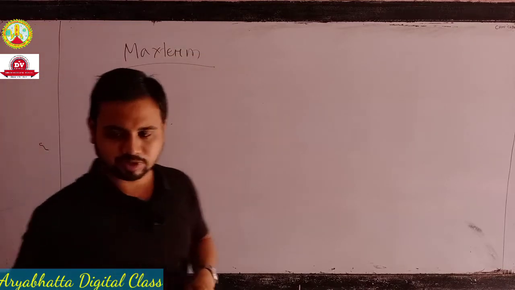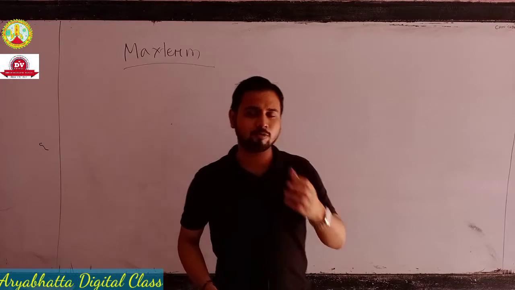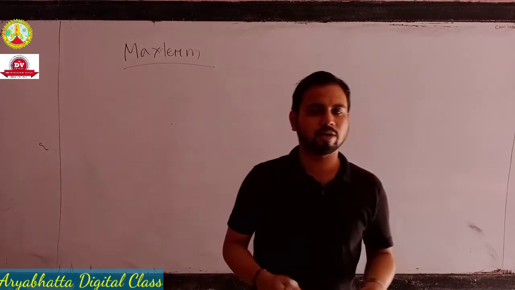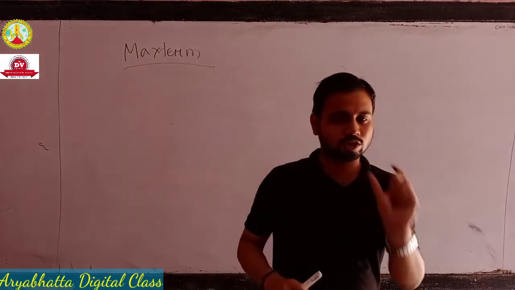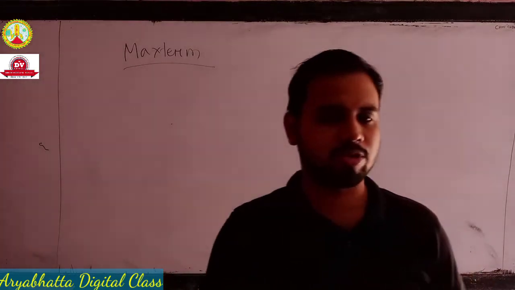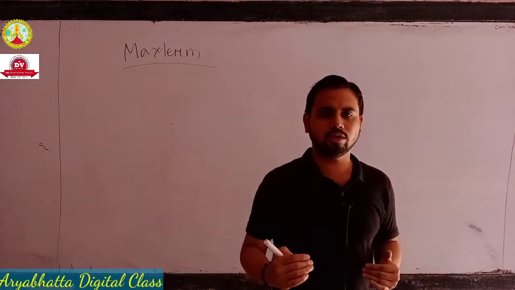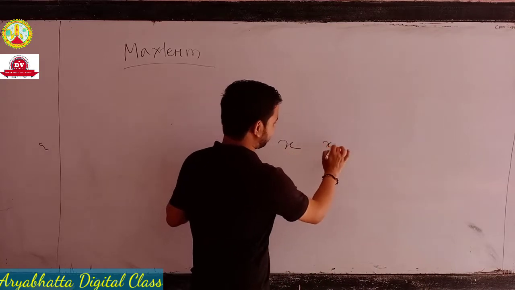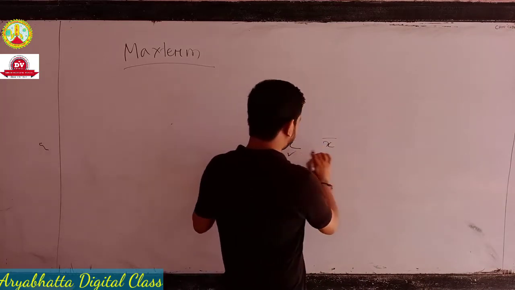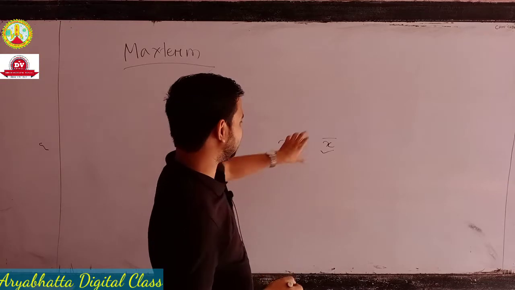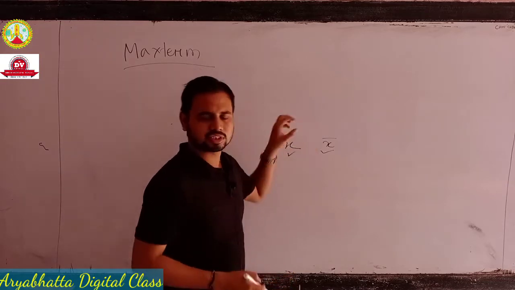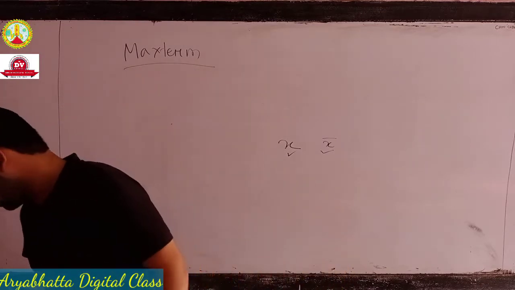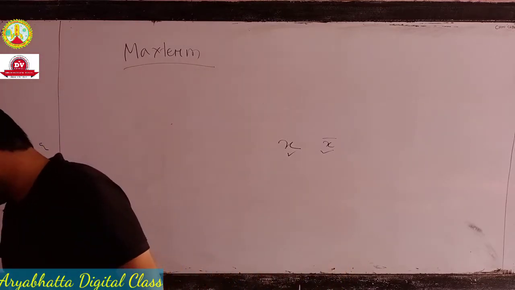And what is a maxterm? A maxterm is the sum of literals. And what are literals? I hope you remember. A literal is either without bar or with bar, meaning a variable, suppose x, or x bar, meaning x complement. That is called a literal. A maxterm is the sum of all the literals with or without bar within the logic system.